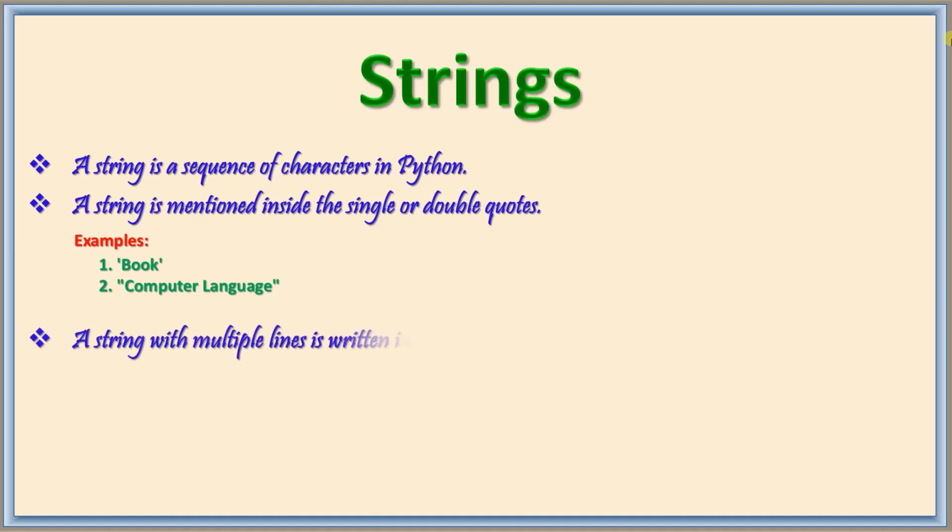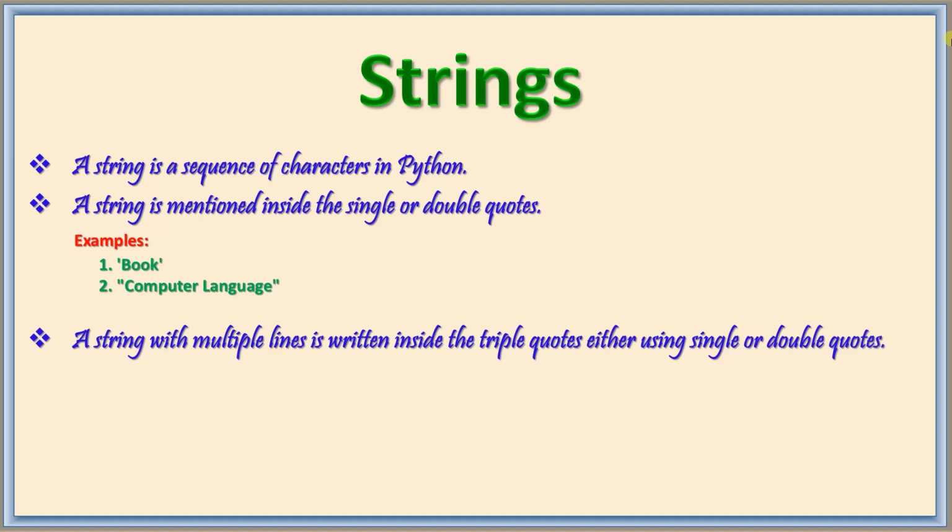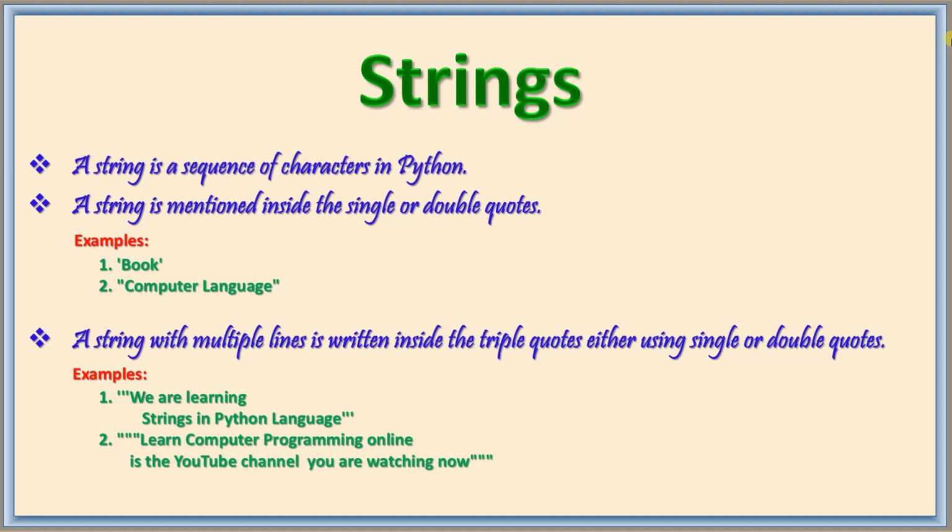A string with multiple lines is written inside triple quotes, using either single or double quotes. For example, a single quote 3 times is given in the beginning, "We are learning string in Python language", and it is ended with single quote 3 times. In a similar way, we can use double quotes 3 times in the beginning and the end. Even if it is a single line, we can use triple quotes.